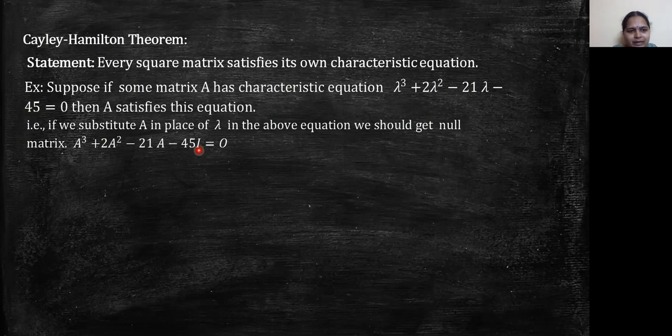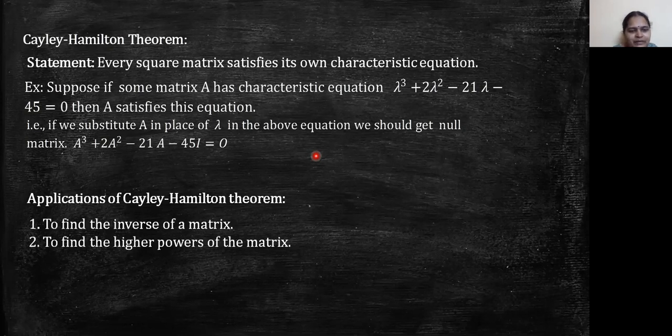So the Cayley-Hamilton theorem states that every square matrix satisfies its own characteristic equation. Whenever it has some characteristic equation, if we substitute A in place of lambda, we have to get the null matrix. That is the Cayley-Hamilton theorem statement. Applications of the Cayley-Hamilton theorem are to find the inverse of a matrix, and to find the higher powers of the matrix also.